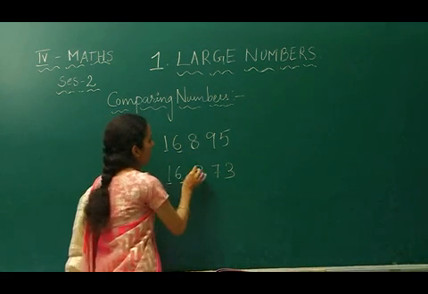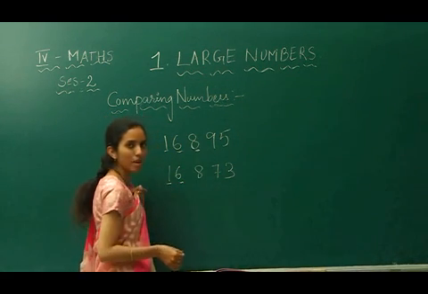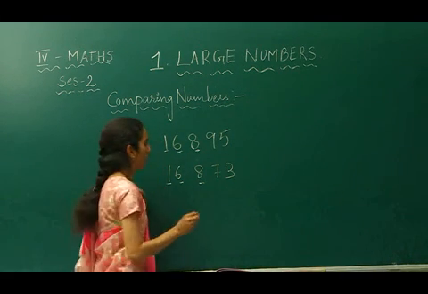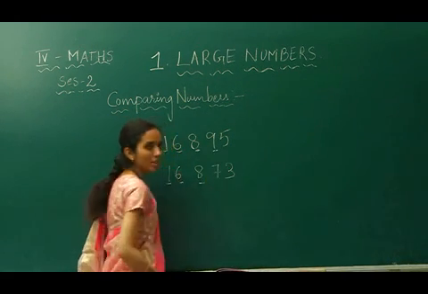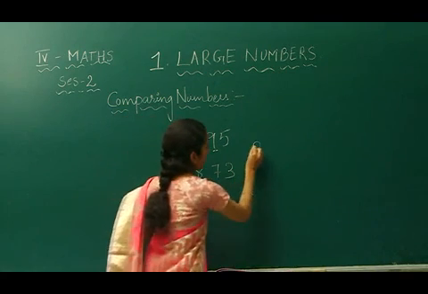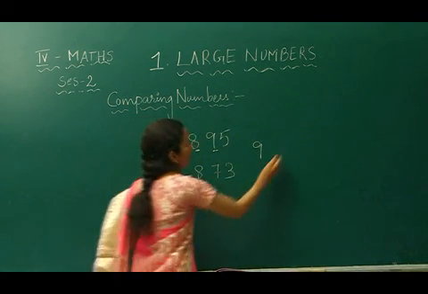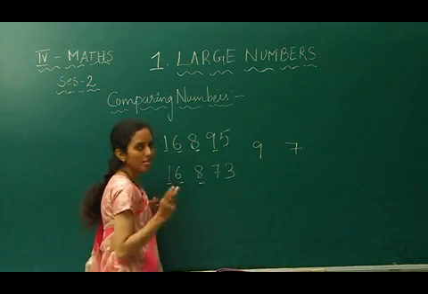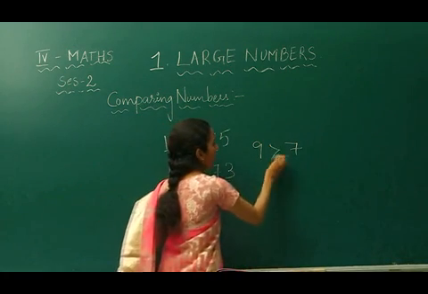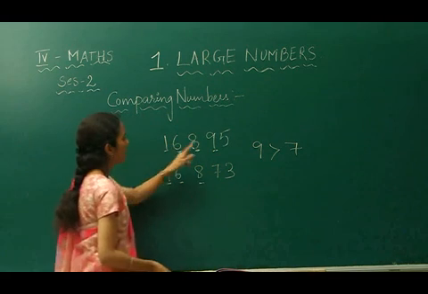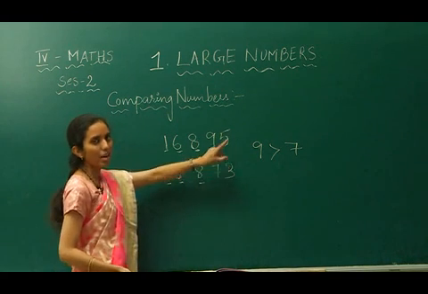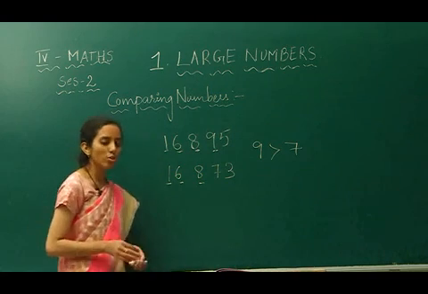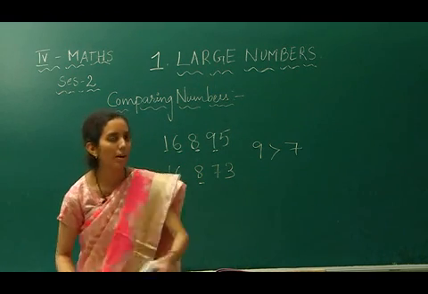Now come to hundreds. Here in the hundreds place it is 8 and here also in the hundreds place it is 8. And coming to the tens place, here it is 9 and here it is 7. So 9 is bigger than 7. So 9 is greater than 7. So 16,895 is bigger than 16,873. So this is how we compare the numbers.